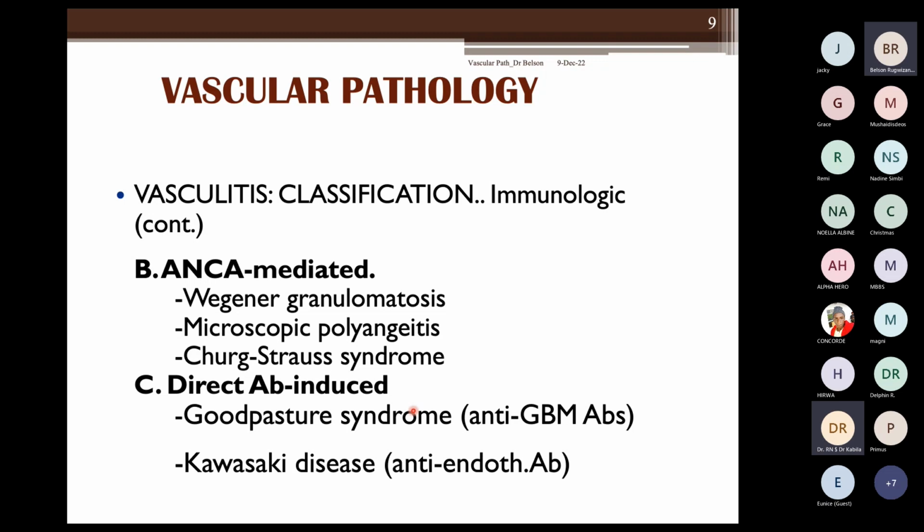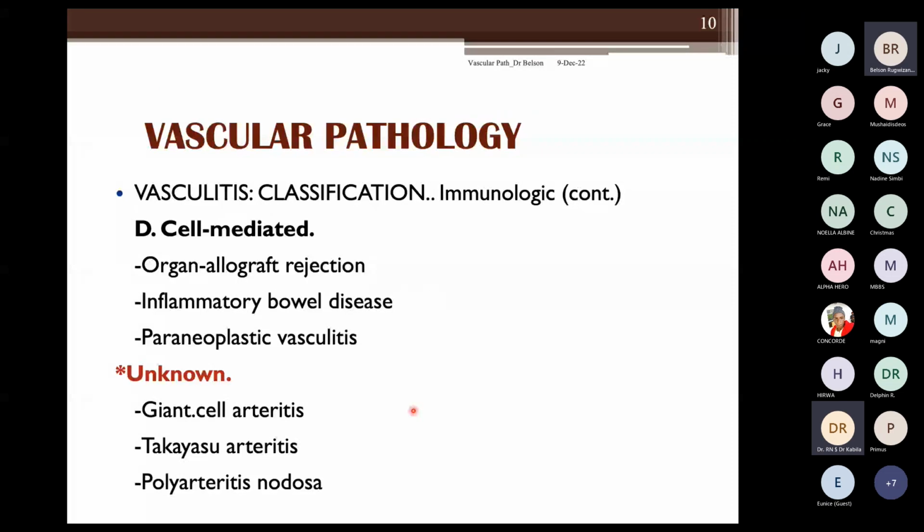Direct antibody induced, mu ndwara nka Good-Foster syndromes na Kawasaki disease, aho umuntu akora antibodies against endothelial cells. Murabyumva, niyo umuntu akoze antibodies against endothelial cells, they will destroy endothelial cells with consequences. Endothelial cells, if they are injured, you know, there are like a small thrombosis which will happen and many other consequences. That is in Kawasaki disease. While in Good-Foster syndrome, there will be antibody against the glomerular basement membrane. And here you understand that kidneys will be the most affected. So they are cell mediated.